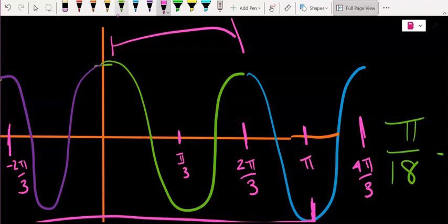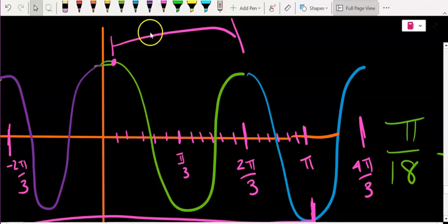Well, I've already divided it up into 3 pieces, so that just means that I need 6 pieces in between 0 and pi over 3, right? Because between pi over 3 and 2 pi over 3, if I do 6 more pieces, that's going to get me another 6 more pieces here. That's 18 little tick marks between 0 and pi. Well, shoot, that's not too bad. Right here then, that would be my pi over 18.